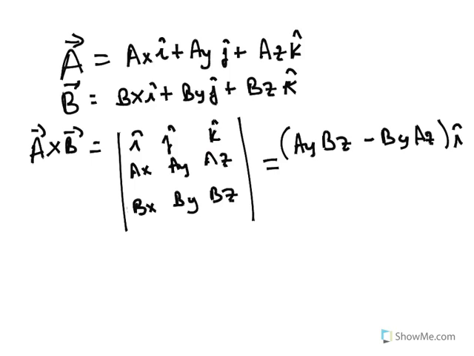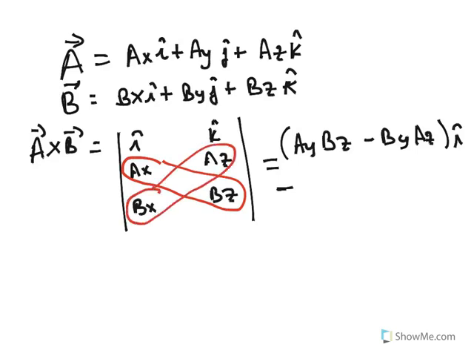Now, in order to perform the y component, you start with a minus, and then you're going to block the y column, and then do exactly the same cross product, such that the y component is going to be AxBz minus BxAz, in the j component.